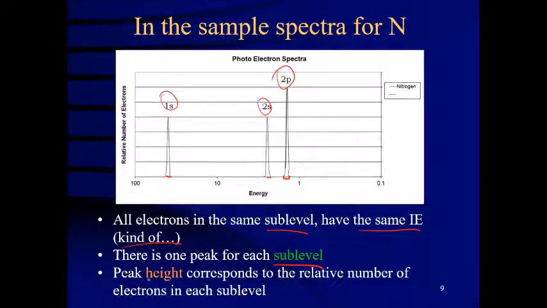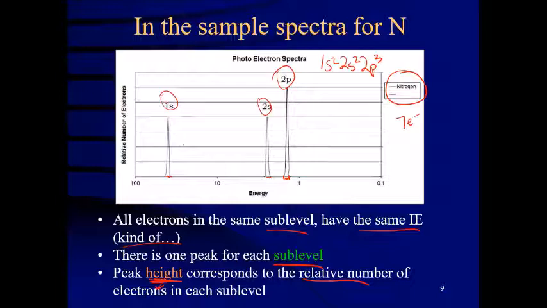The peak height corresponds to the relative number of electrons. So if you look here, and this is nitrogen, and we know nitrogen has 7 electrons, and we know the configuration, if we look at the periodic table, is 1s2, 2s2, 2p3. If I look at the periodic table, I can figure that out.